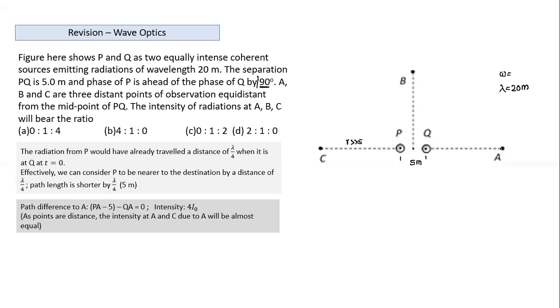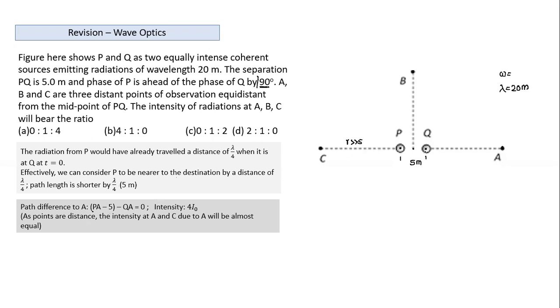Let's calculate intensity at A. Radiation from P as well as Q reaches the destination A. So here we have to calculate the path difference at A. Path difference we typically calculate as PA minus QA. But when I'm calculating the path from P, I have to subtract because it is nearer. So effectively the distance becomes shorter by lambda by 4, or 5 meter. So from P, I am subtracting 5 because of this factor, and PA minus QA is 5. So basically it comes equal to 0.